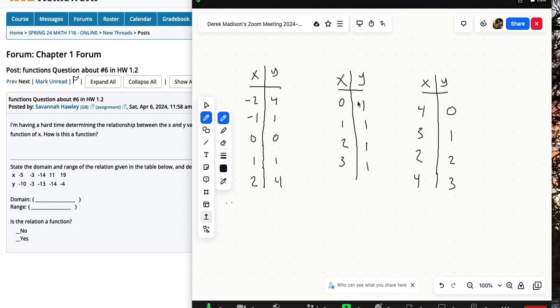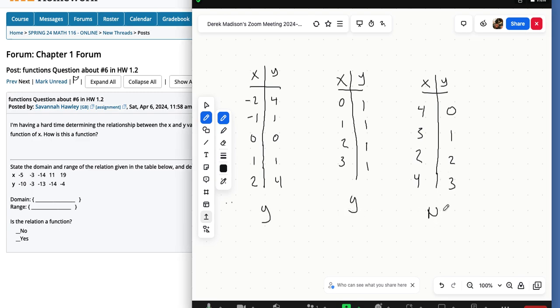This next one totally throws people because of all those repeated values in the y, but it's still a function because when x is 0, y is 1. When x is 1, y happens to be 1 again, but it's only 1. It's not like 1 and 2 or 1 and 7 or something. When x is 2, it's only that one output, 1. So that's a yes and a yes.